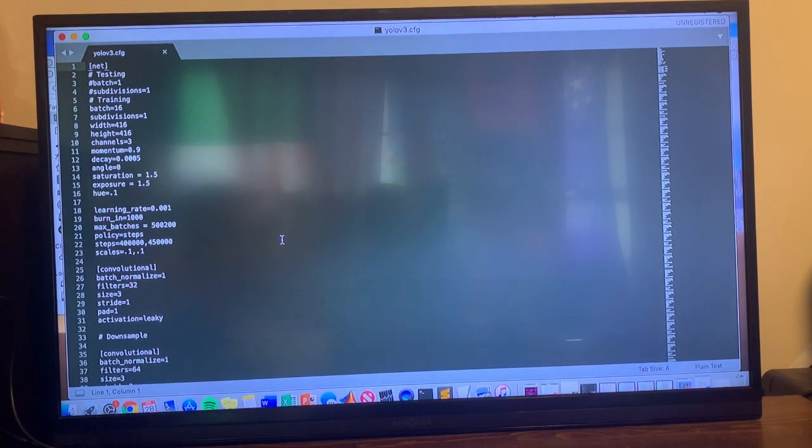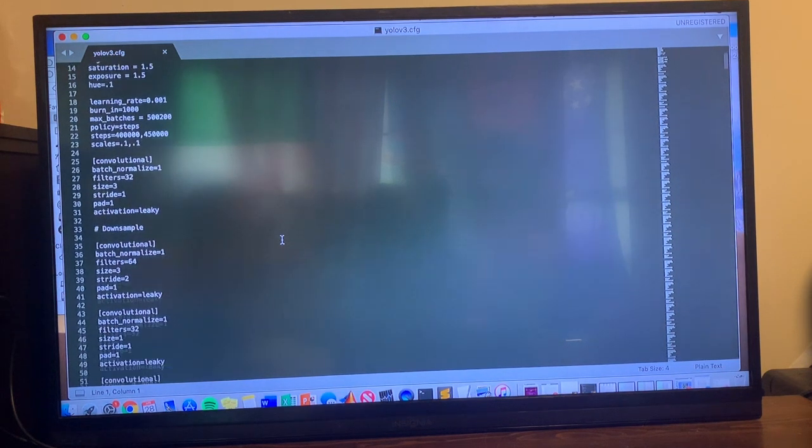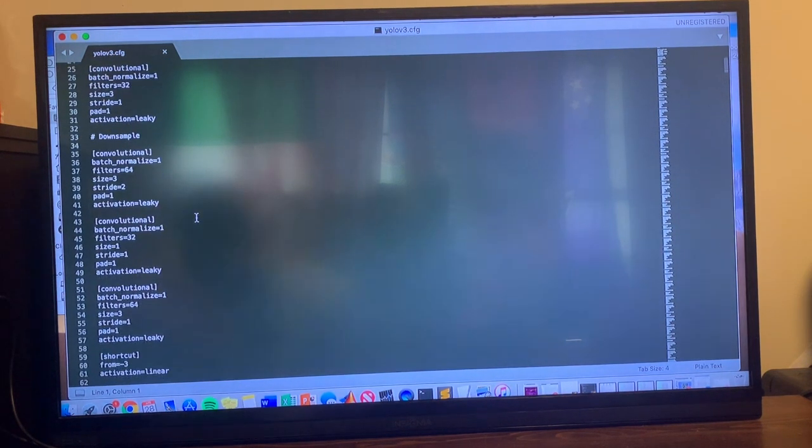Here's a .cfg file that essentially dictates the shape of the network and which layers are convolutional and which are not. We've never used one of these before, but it was integrated into the darknet network, so that's why we used it.